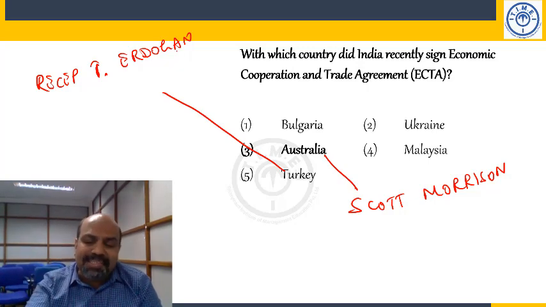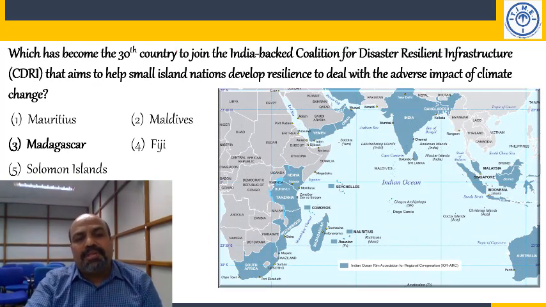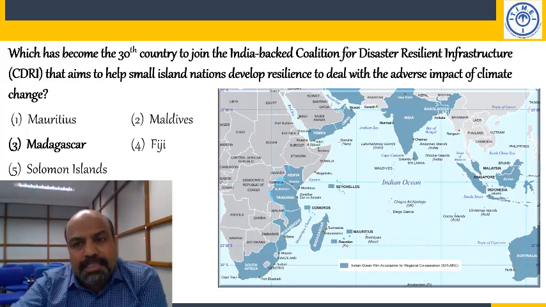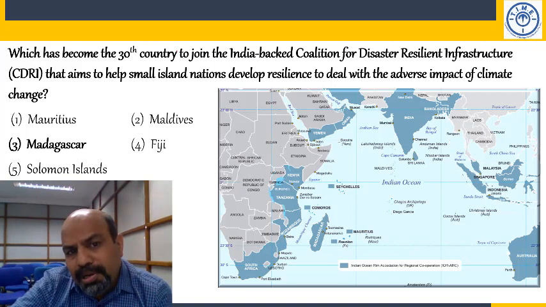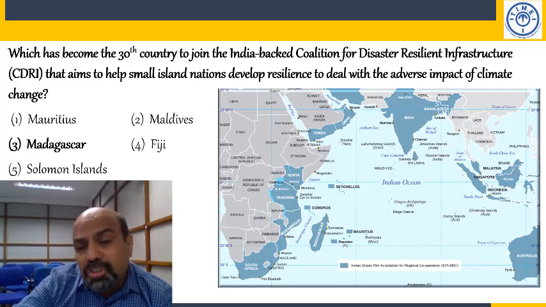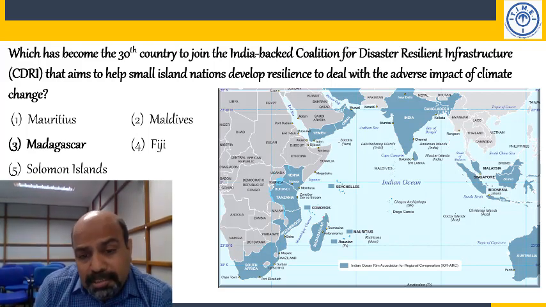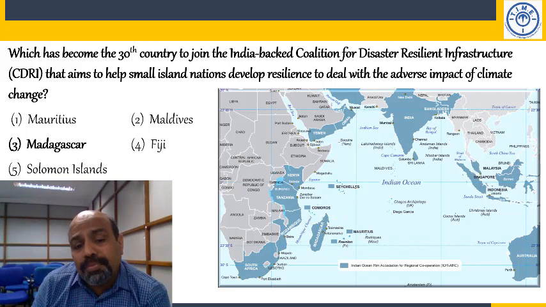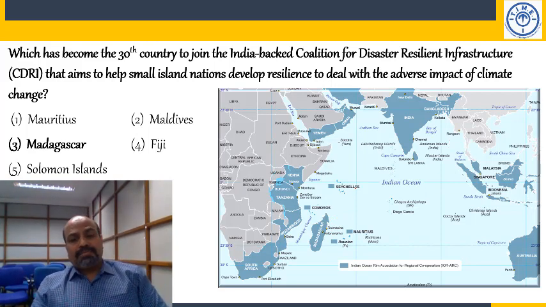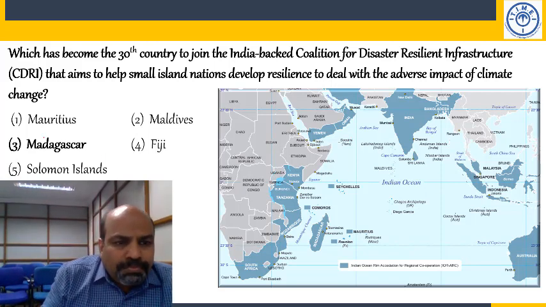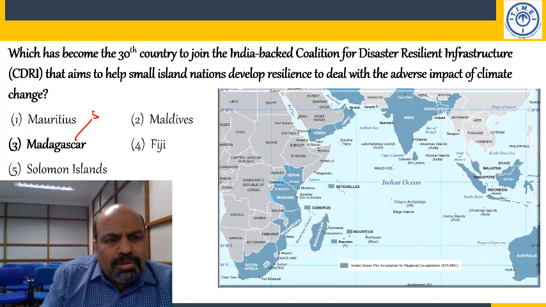Anyway, Ukraine, we've been discussing things, okay. Which has become the 30th country to back India's proposal for a coalition for disaster resilient infrastructure that aims to help small island nations develop resilience to deal with the adverse impact of climate change. The answer is there, Madagascar. This is Madagascar. The fourth biggest island in the world. Which area, if I'm not wrong, is this?